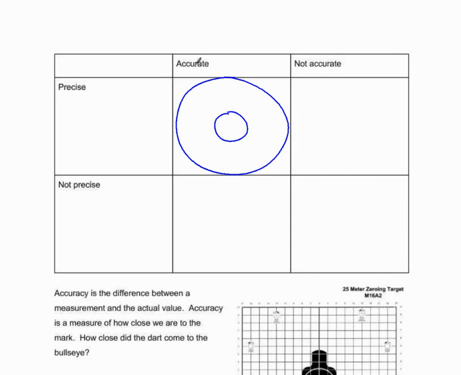Something that is both accurate and precise might look like this. Here's a hit, here's a hit, here's a hit. We have 3 points, and they are all in the middle of the target. They're all on the bullseye. And really, they're pretty close together, too. This one is not really helping us see the difference between accurate and precise. So let's draw another picture.